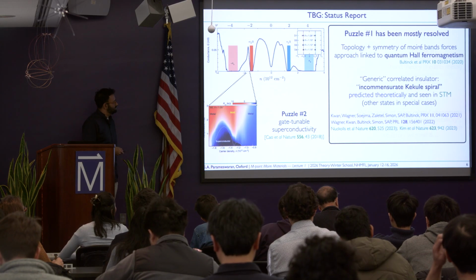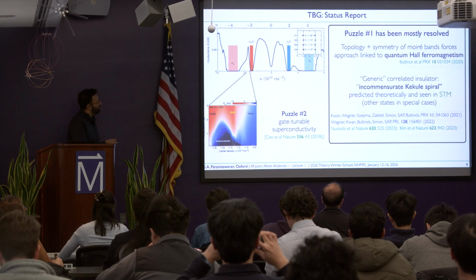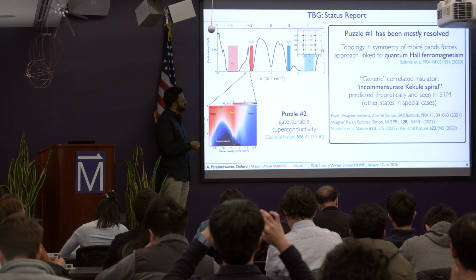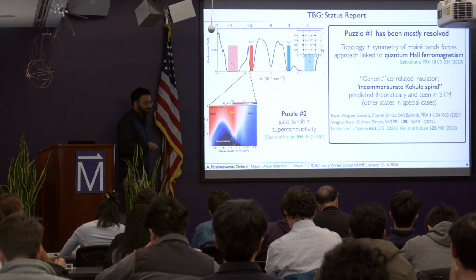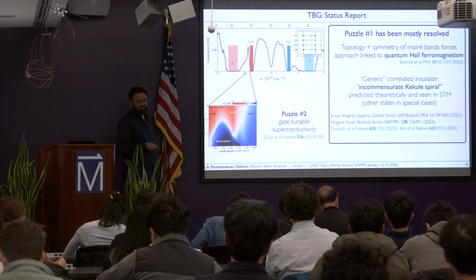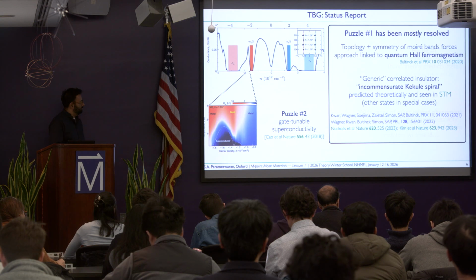to correlated systems. And what that has led to is the understanding that the generic correlated insulator in nearly all samples appears to be something called the incommensurate Kekulé spiral. This was predicted theoretically by our group at Oxford some years ago and has been seen in STM in a pair of experiments in twisted bi- and tri-layer graphene a couple of years ago.